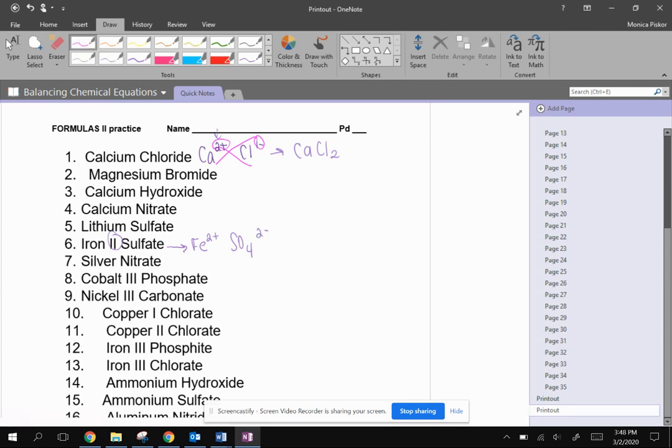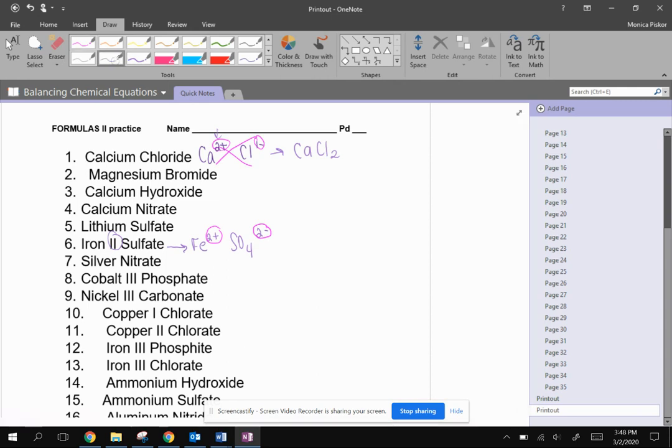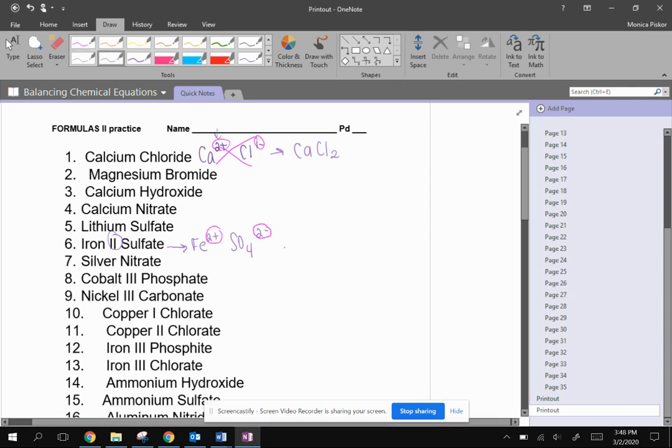Whenever we are crisscrossing the charges, we don't ever look at the subscript. All we look at are the actual numbers from the charges. So since 2 plus is going to cancel out 2 minus, the formula for iron 2 sulfate is FeSO4. And that's the answer.